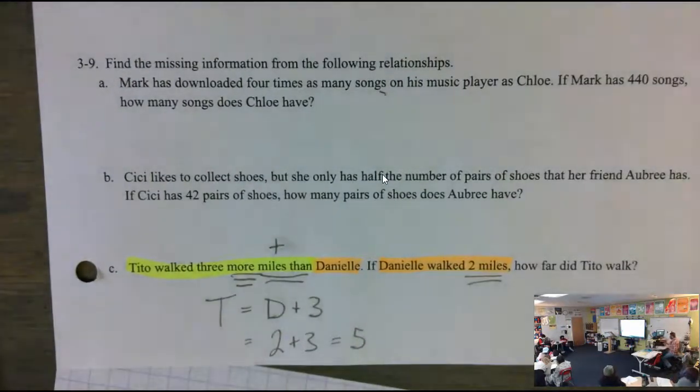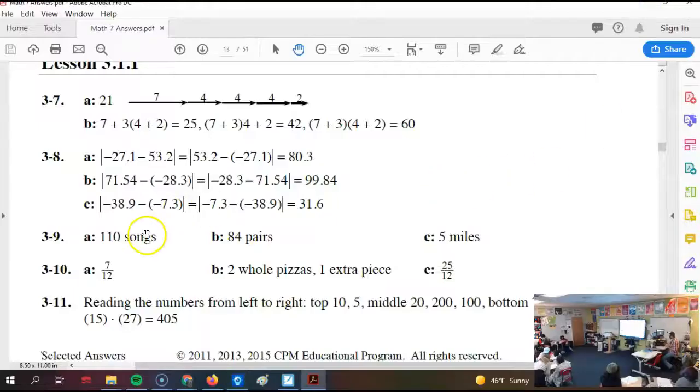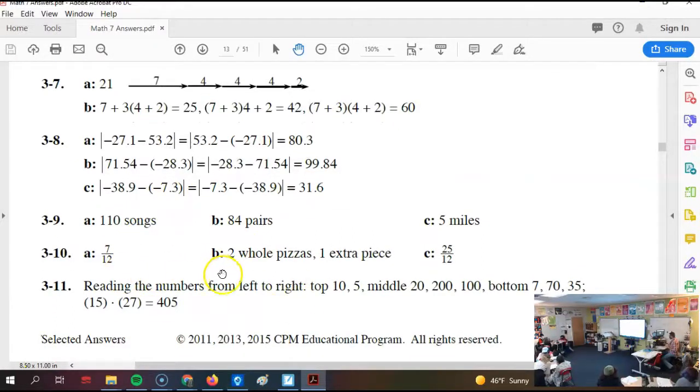Did you go back to see if you got 3-23? What? 23? Oh, are you on the wrong homework? That's on the next one. Yeah, so make sure you're checking the right homework. Any questions on the back?